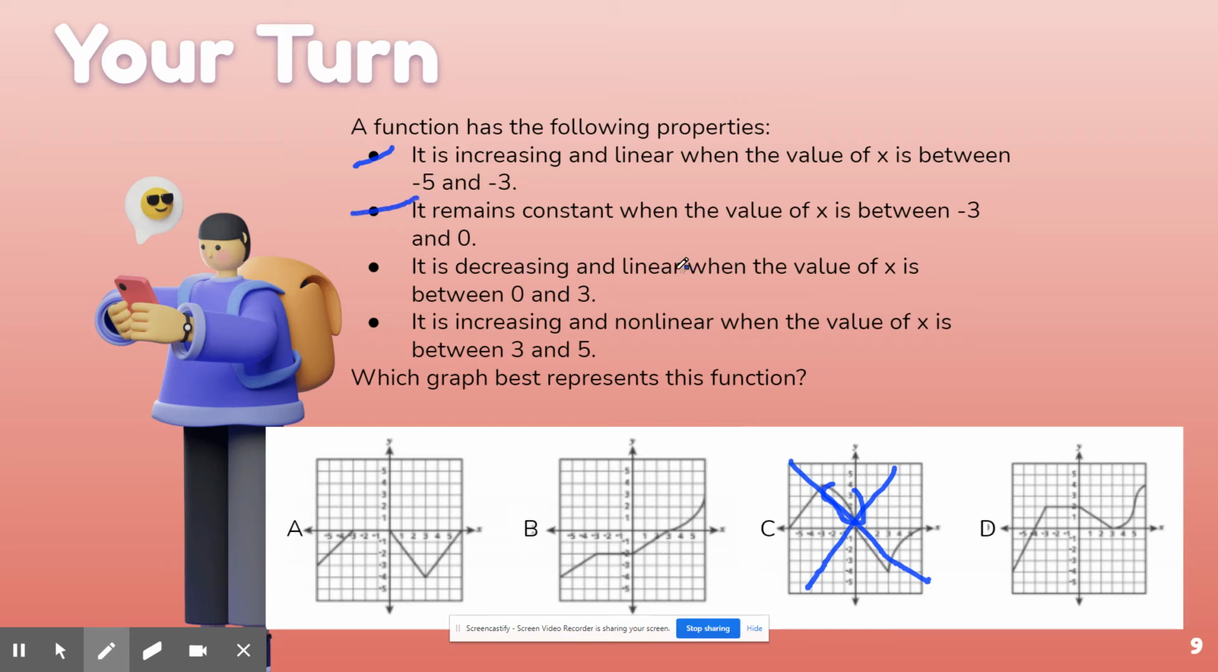It is decreasing and linear. Linear means straight line, and the value of x is between 0 and 3. Okay, that one is. This one is not because it's going up. It's not decreasing. This one is. It is increasing and nonlinear when the value of x is between 3 and 5. Well, that's linear, so it can't be that one, so it has to be D.